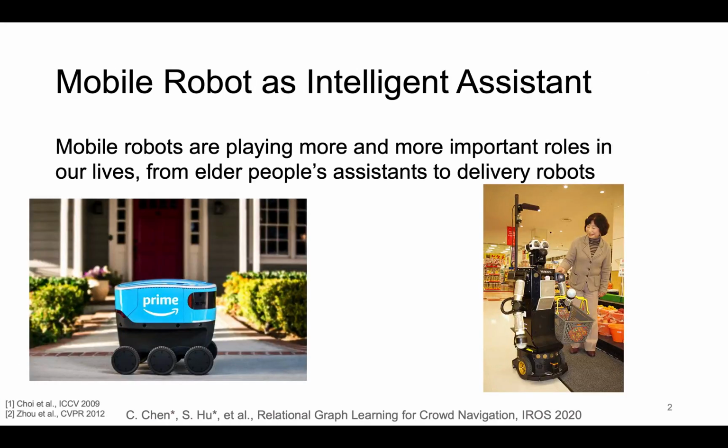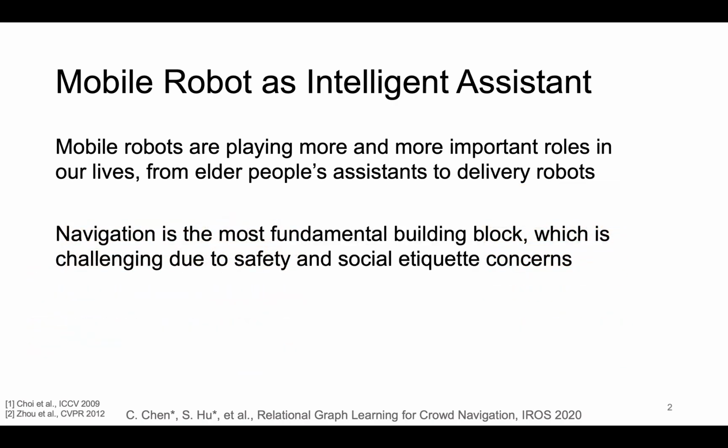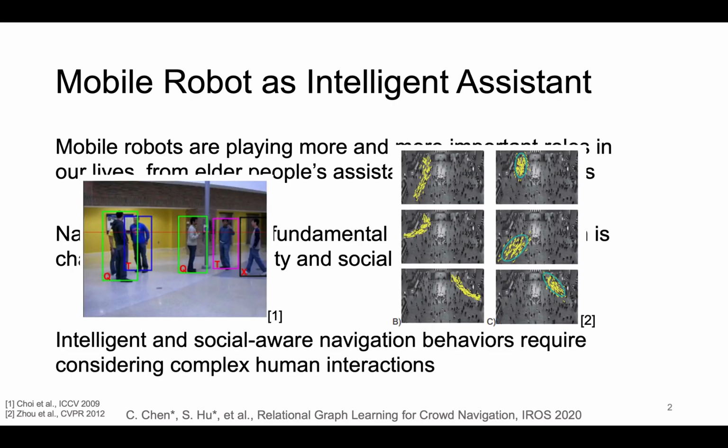Nowadays, mobile robots are playing more and more important roles in our lives, from elderly people's assistants to delivery robots. Navigation is the most fundamental building block, which is challenging due to the safety and social ethic concerns. Intelligent and social aware navigation behaviors require considering complex human interactions. However, prior works failed to handle high-order human interactions.